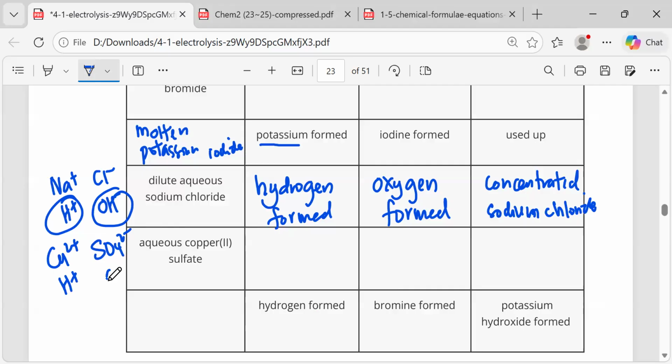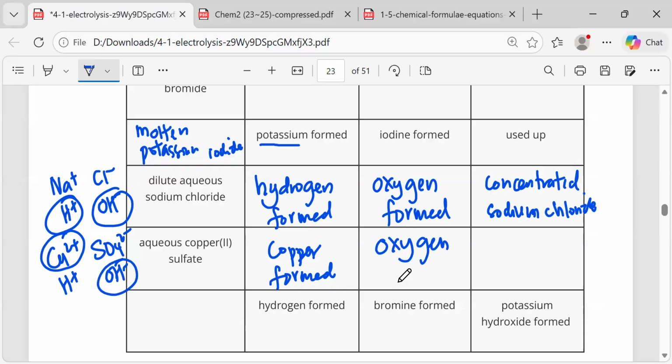Copper is a transition metal, so you choose copper. The only choices are chloride, bromide, iodide. Sulfate is never, ever chosen. So you get oxygen. What's left over? Sulfuric acid.